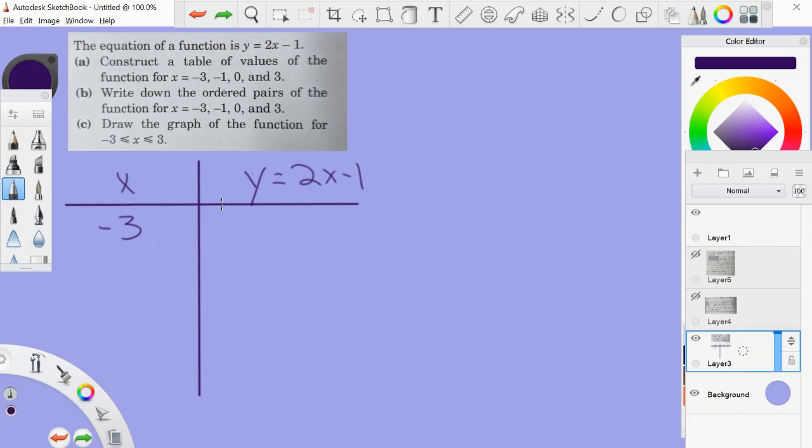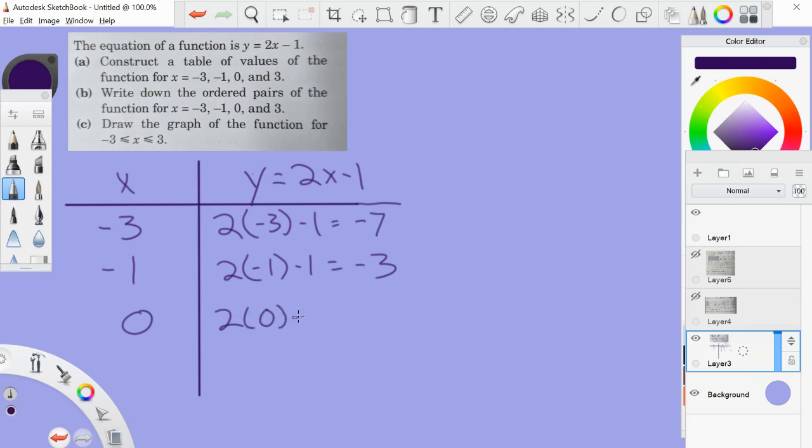So our y is going to be equal to 2 times -3 minus 1. And this is 2 times -3 is -6, minus 1 is -7. So when x is -3, y is -7. When x is -1, y is going to be equal to 2 times -1 minus 1. 2 times -1 is -2, minus 1 is -3. And so on and so forth. I pick the next one. When x is 0, y is going to be equal to 2 times 0 minus 1.